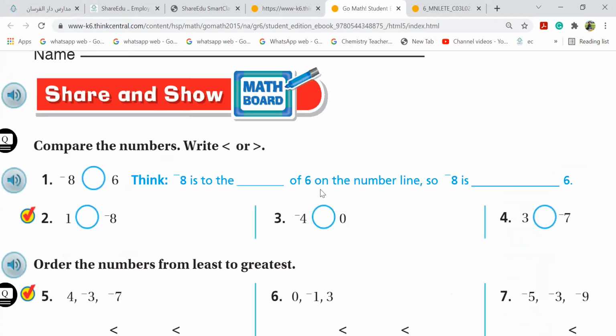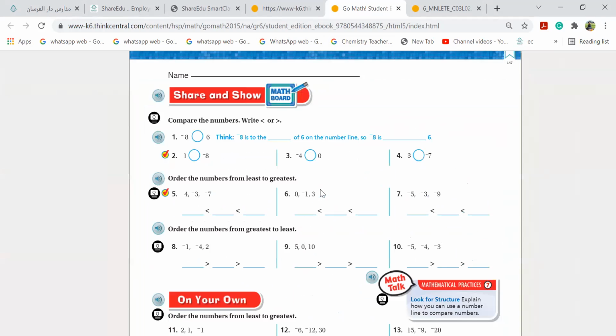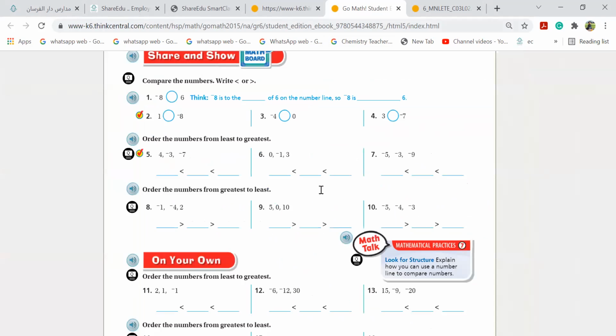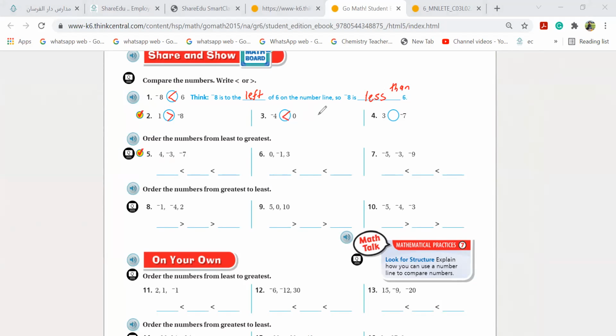Now this one, compare -8 and +6. Of course, +6 is greater. -8 is to the left of 6, so it is less than 6. And you know here this is greater. Do you want me to help you with this, or is it okay if I write it faster?